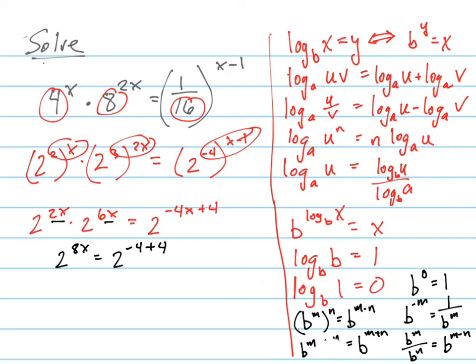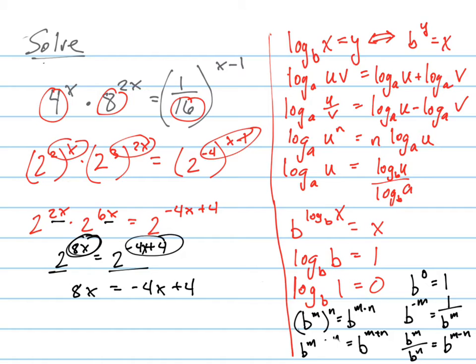Now what? Did you get rid of the 2? Now I can get rid of the 2. Now that base 2 doesn't matter. If this equals this, then this equals this. So I have 8x equals negative 4x plus 4.